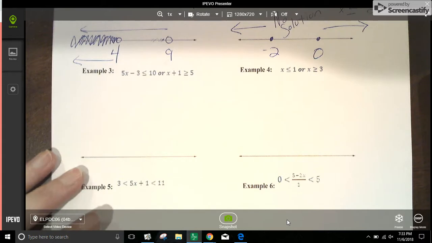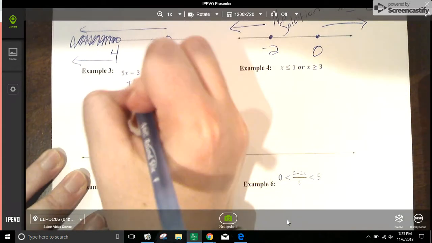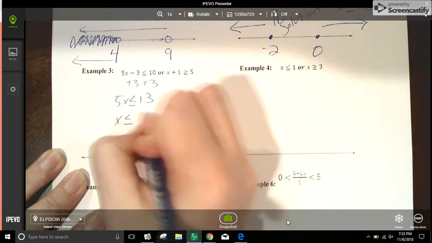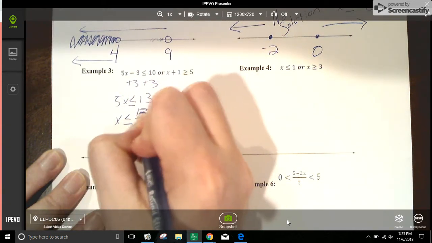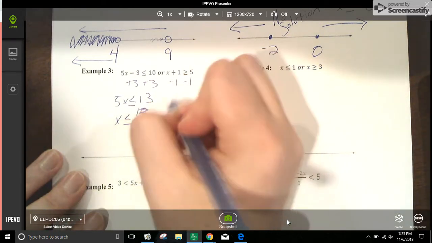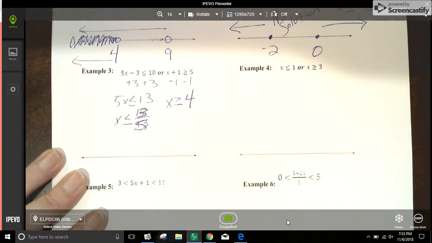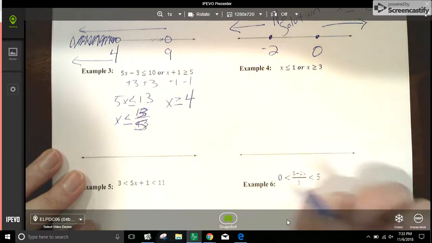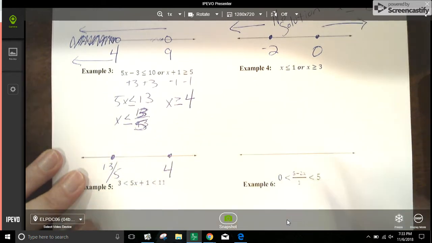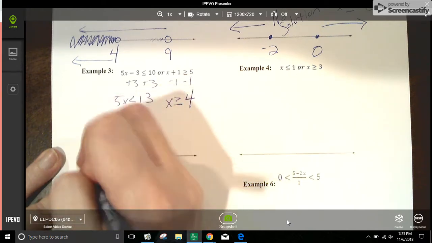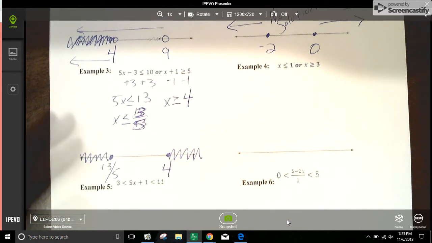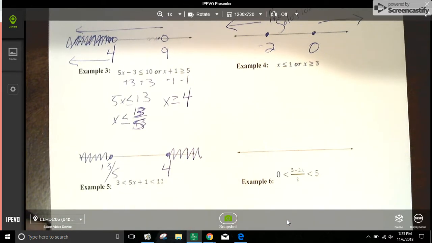All right, so for number 3, solve it. X is less than or equal to 13/5, sorry, 13 over 5, or x is greater than or equal to 4. So we have a closed circle at 13/5, and we have a closed circle at 4. X is less than 13/5, or x is greater than 4. So with or, it doesn't matter, you just graph both of them. It's this or that.